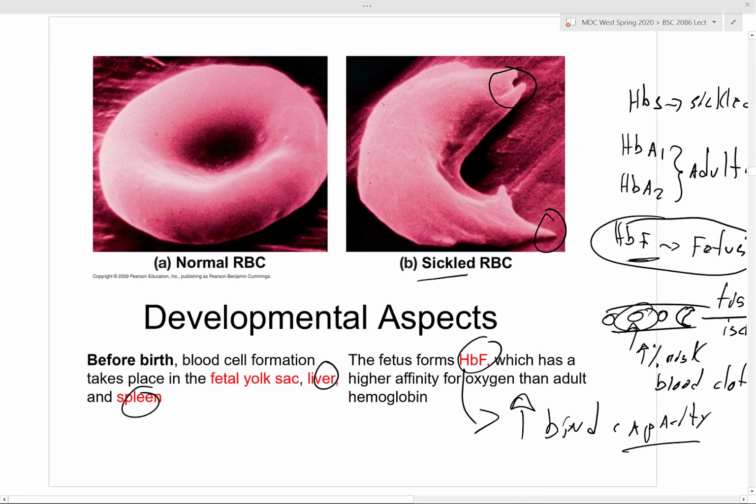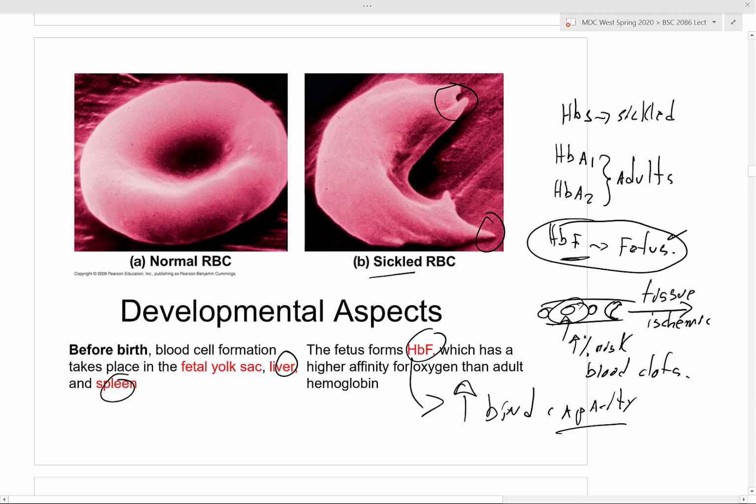Now, since we're talking about hemoglobin, we said it's about 97%, right? Can a red blood cell do its function without hemoglobin? Okay, you get it. So there are different types of hemoglobins. There's hemoglobin S.